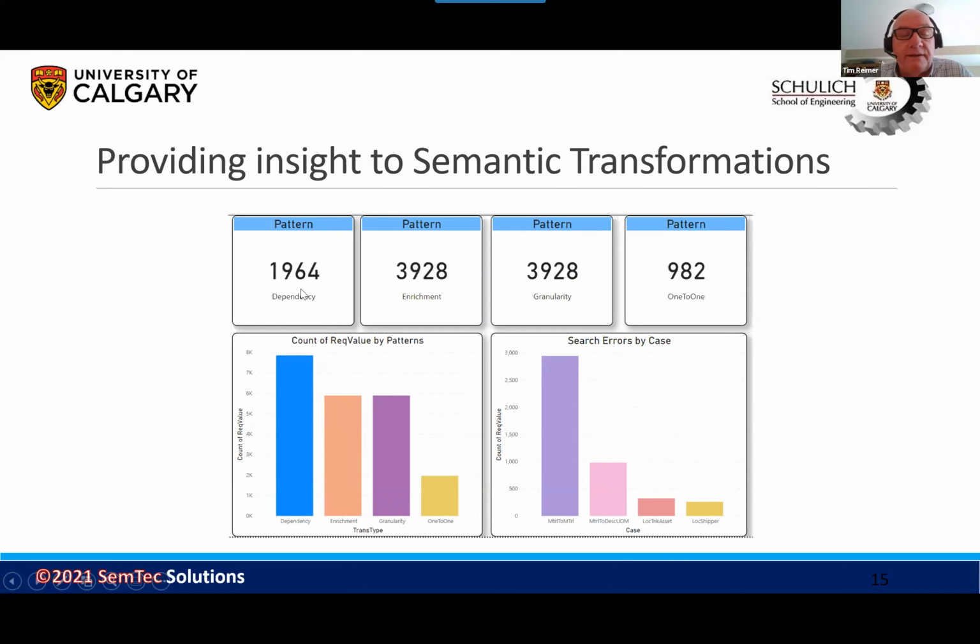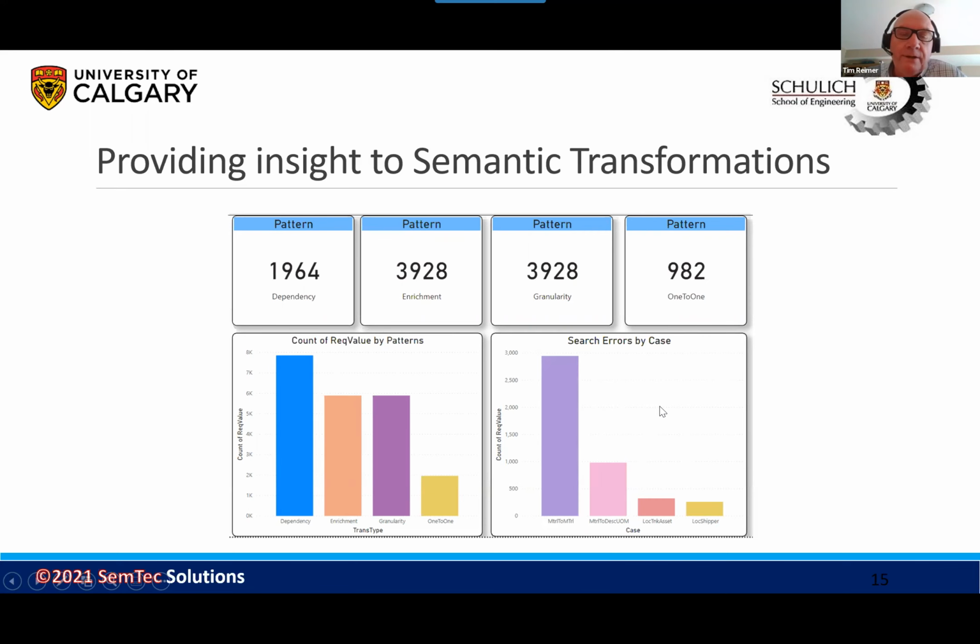You can see 1,964 transactions we pushed in the dependency, 3,928 in enrichment, 3,928 in granularity, and 982 in the one-to-one. And then this is a graph representation of what we see on the top in these flashcards. On this side, I put in a little bar chart showing, based on the case number inside my routing graph, what errors we are experiencing where we didn't find a value. That's what we are really interested in. We want to solve these error problems that we are discovering in this process.